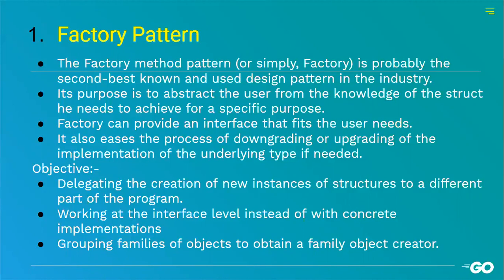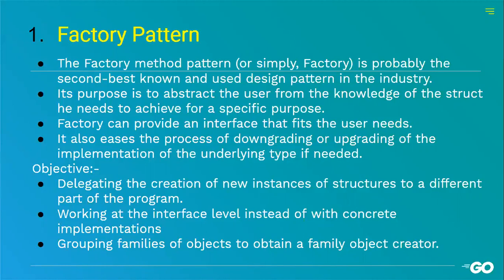And its purpose is to abstract the user from the knowledge of the struct he needs to achieve the specific purpose. As I told, the user is not bothered about what structure he wants to deal with. He will just use the interface. He will just use the function. He will just pass his requirement to the function. He will get the instance of that particular structure, and he will use this interface, and all the functionality will be defined in that particular interface, and he can easily use that interface, getting all the mechanism that instance can do, right?